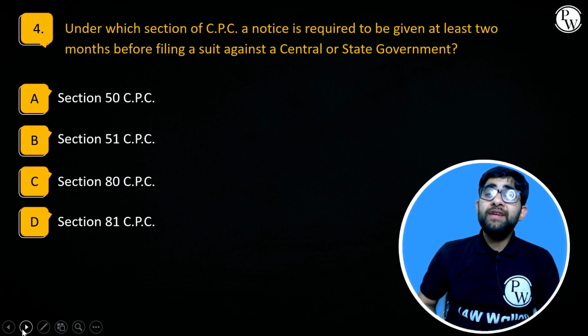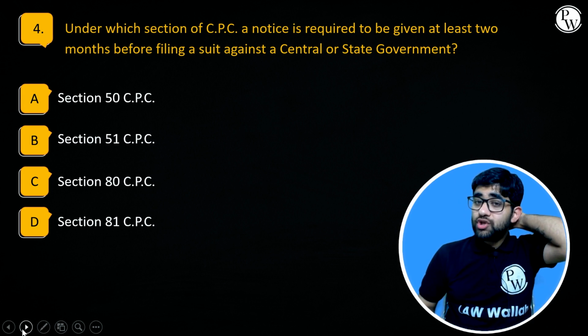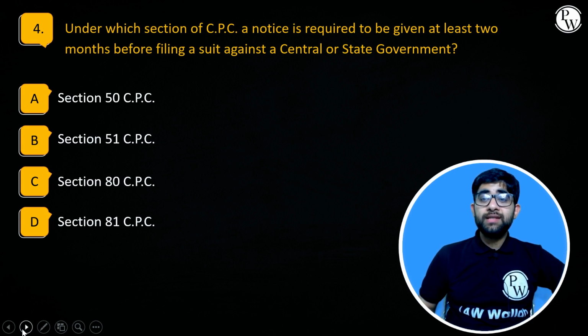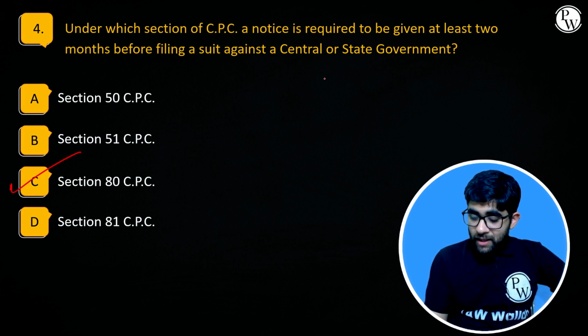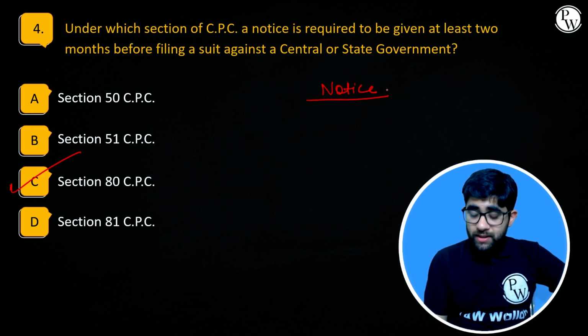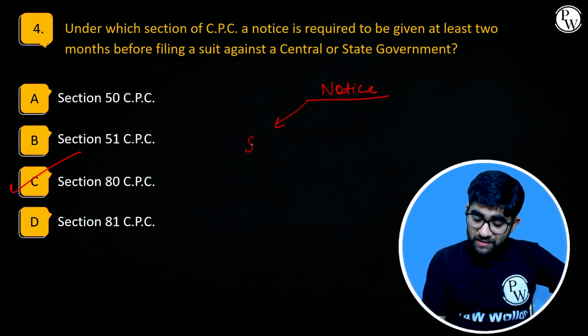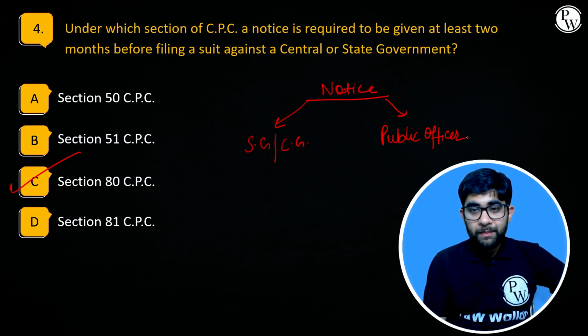Now, under which section of CPC a notice is required to be given at least 2 months before filing a suit against the central or state government, that is section 80. See, the notice is given to state government or central government or public officer also. Public officer also, right?